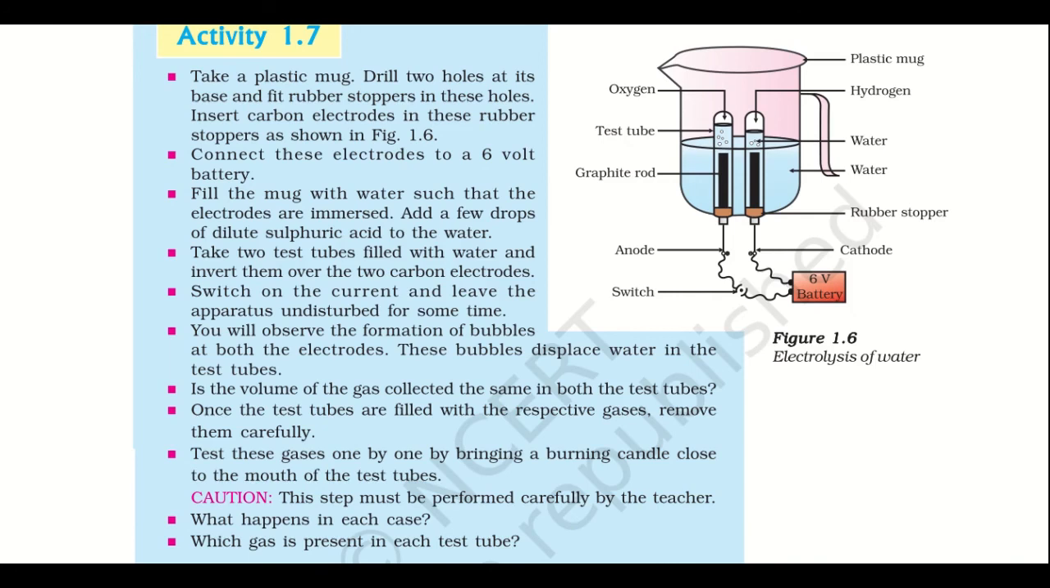So here you can see the electrolysis of water. That means water can be separated into hydrogen and oxygen, and the only way to separate water into these two elements is electrolysis. So this is one of the important topics that you have to understand properly in this chapter.